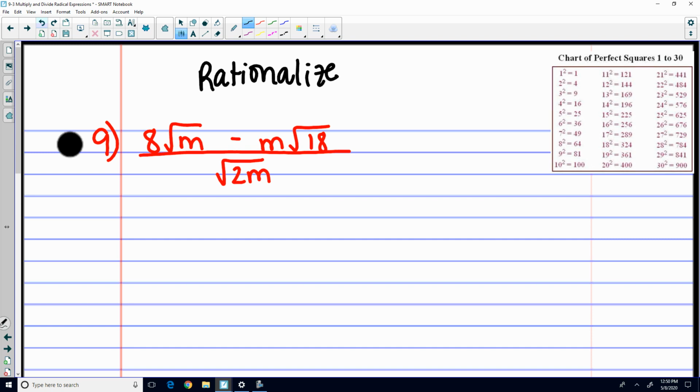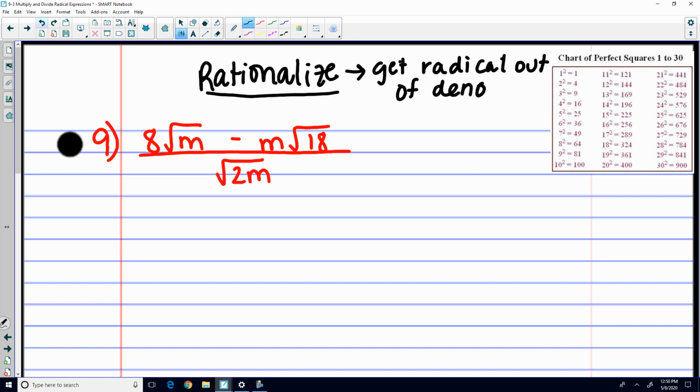And what that means is we need to get the radical out of the denominator. Okay, so get radical out of the denominator. All right, to do this, you multiply the top and bottom of your fraction by the denominator. I'm going to write that down. So let's write it over here.